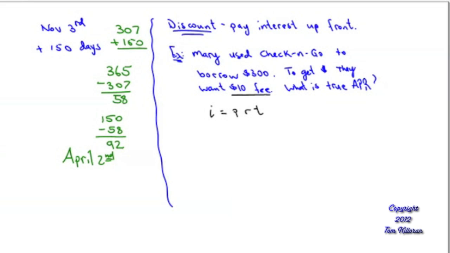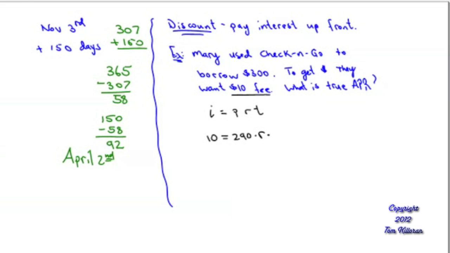No, $10. They charge $10. They charge you. Anytime a bank charges you money, it's an interest. It can be lumped into interest. Here's the fun part. What's the principal? You pay $10 up front. They only gave you $290. We're trying to find the interest rate.